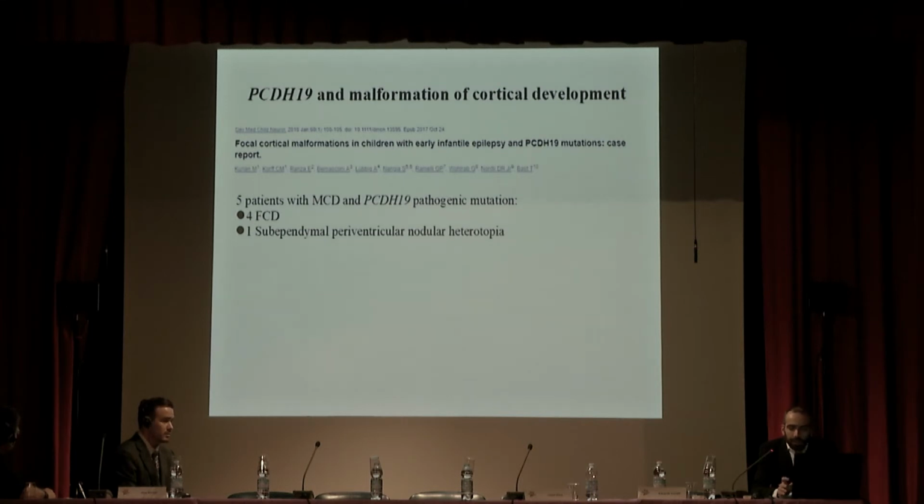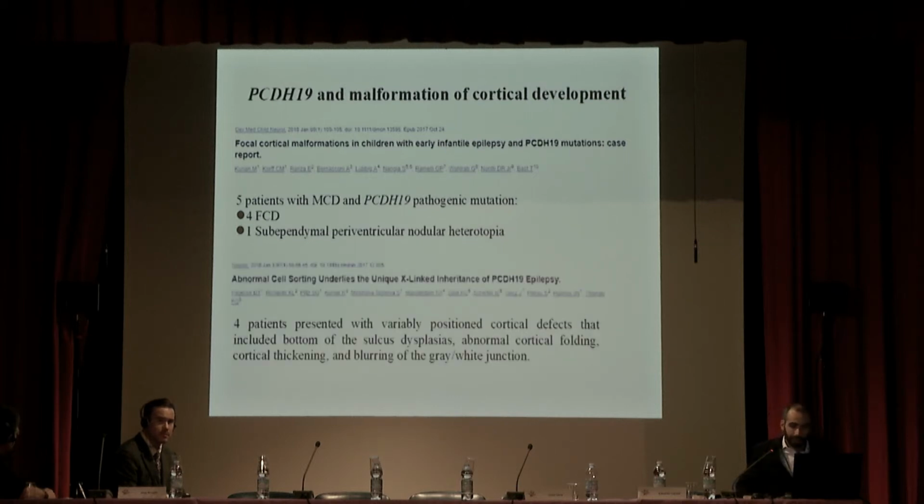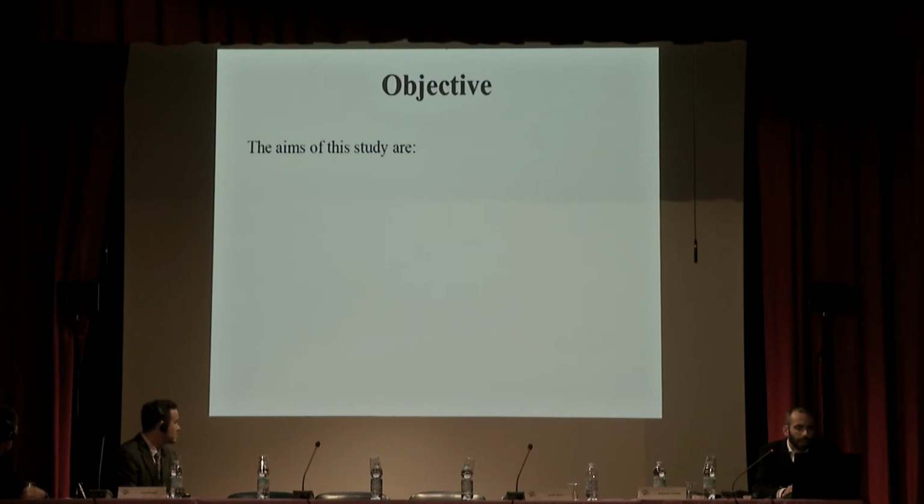We have a paper here which describes 5 patients, one with periventricular nodular heterotopia and 4 with FCD in the temporal, central, frontal regions. This other paper describes 4 patients with cortical defects and malformations.